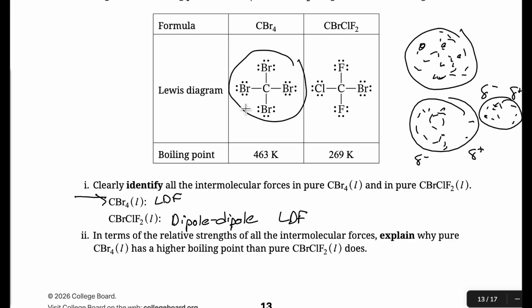So with a lot more electrons in play, you're a lot more likely to get this random distribution where not everything is split evenly. So because there's a lot more electrons here, and the Br molecules themselves are huge and polarizable, that means that the LDFs here are very strong, and hence why it has a larger boiling point than this.